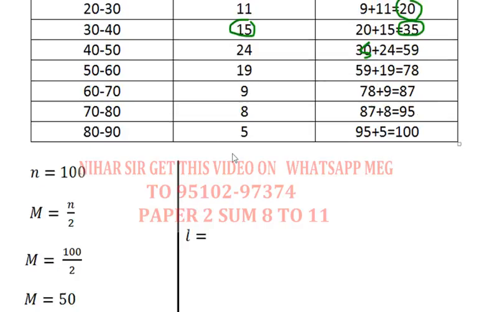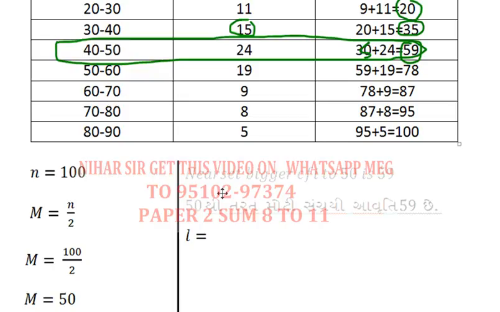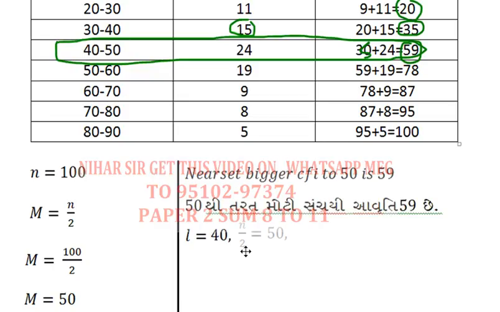And which CFI is greater than 50? Immediately greater. So 51 is not there, 52 is not there, 53 is not there, directly 59 is there. So this 40 to 50 is my median class. That's my median class, right? So L is equal to 40, the lower limit of the median class. n upon 2 is 50. CF, what do we do for CF? The CF of the class before the median class, that's 35. Median class frequency is 24, class length is 50 minus 40, that is 10.